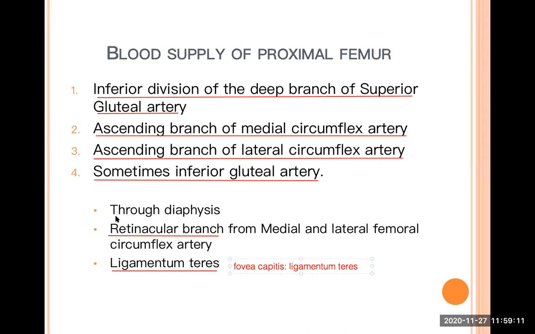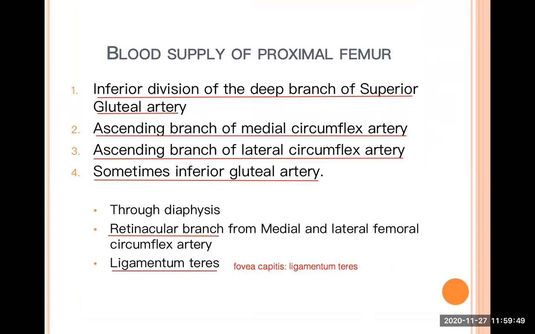So let me ask this question: from where does the nutrient artery enter the bone? Anyone? We have done that before. What is the entry point for nutrient artery? Gluteal tuberosity. No, you talk generally first. Generally, in any long bone, there is a nutrient artery, isn't it? You have studied that before. From where does it enter into the bone? Shaft. Diaphysis. Shaft of the bone. Okay, shaft or diaphysis or nutrient foramen.